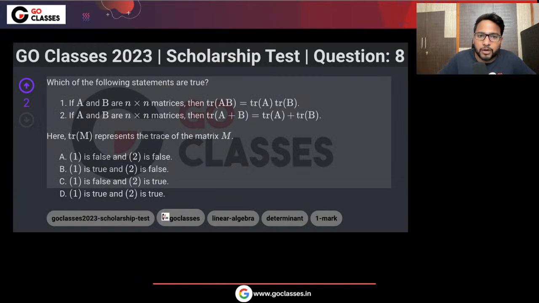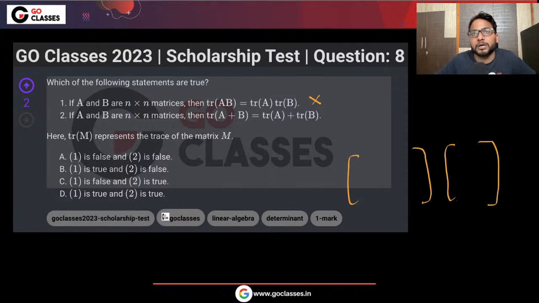Now, let's talk about it. I think this is one easy question. What they're saying is, if A and B are n cross n matrices, then trace of AB is equal to trace of A into trace of B. I think that's wrong, right? You can probably easily construct the counter example that trace of AB is not equal to trace of A into trace of B.